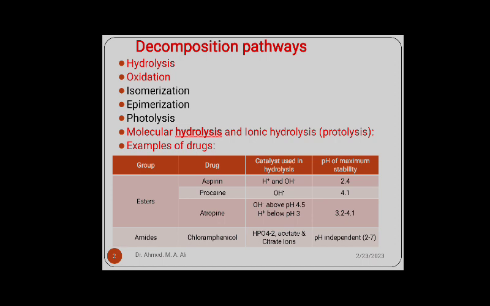Procaine can be hydrolyzed by a catalyst of hydroxyl ion. The pH of maximum stability will be 4.1. Atropine can be hydrolyzed by hydroxyl ion over pH of 4.5 or hydrogen ion below pH 3. Amides like chloramphenicol can be hydrolyzed by a catalyst like phosphate or acetate or citrate ion, but it is pH independent.